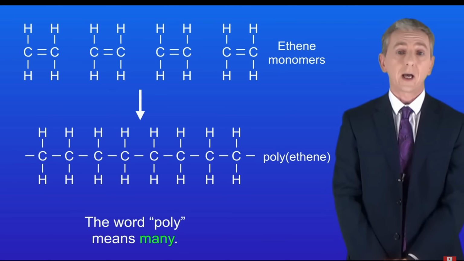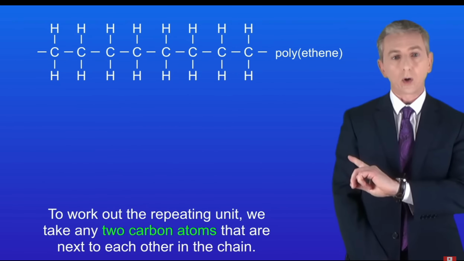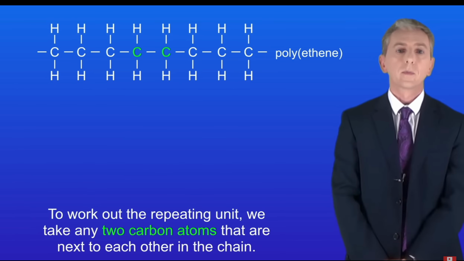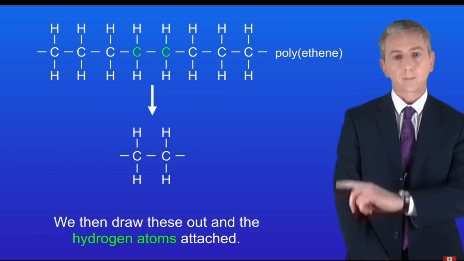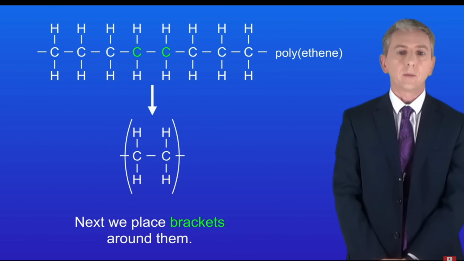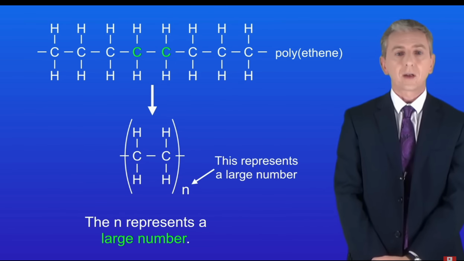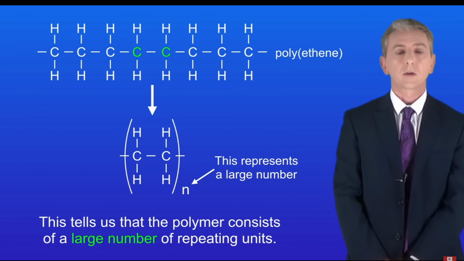Okay, now scientists have a shorthand way of showing the structure of a polymer, and that's called the repeating unit. We're going to look at that now. I'm showing you here polyethene again. To work out the repeating unit, we simply take any two carbon atoms that are next to each other in the chain. I'm taking these two. We then draw these out, and the hydrogen atoms attached like this. Next, we place brackets around them, and finally, we write a small n to the right. The n represents a large number. This tells us that the polymer consists of a large number of repeating units.